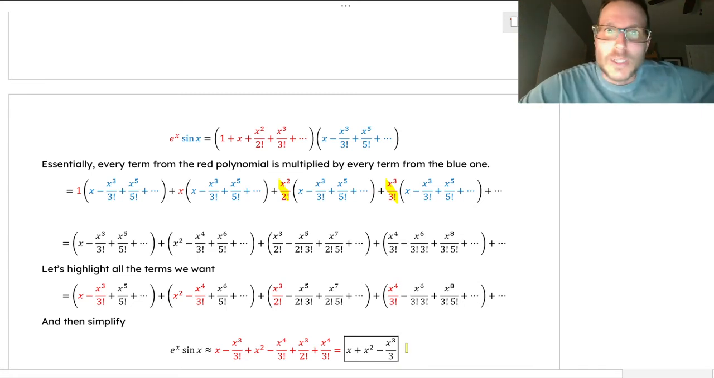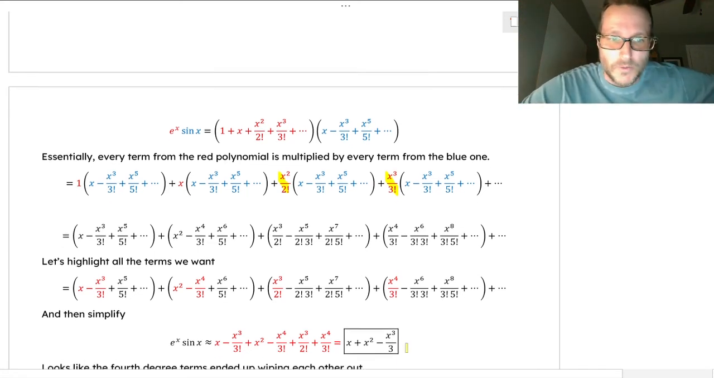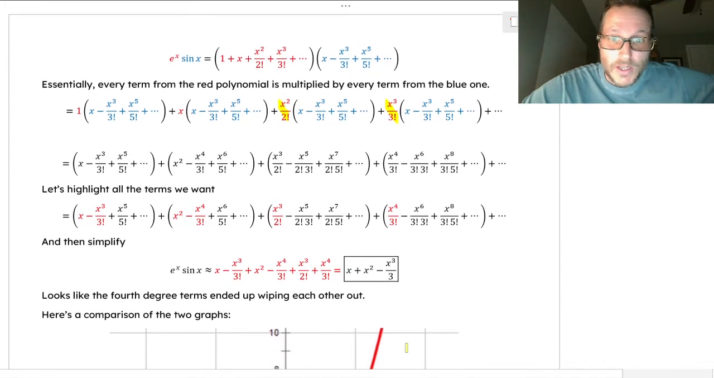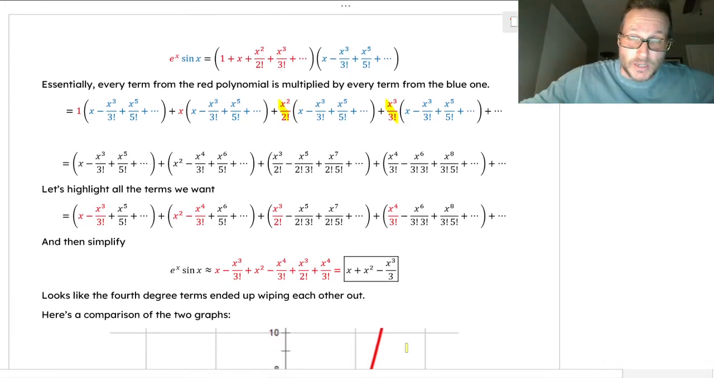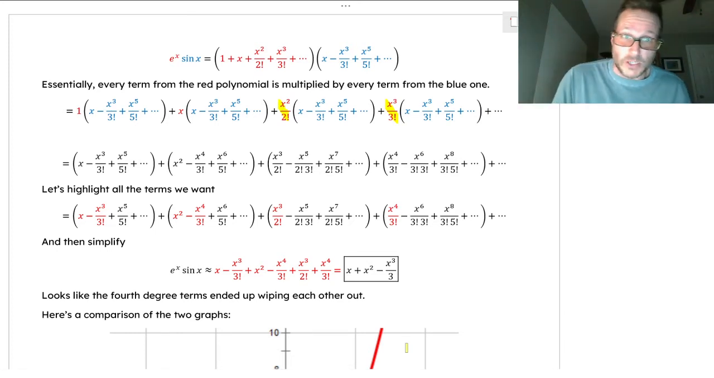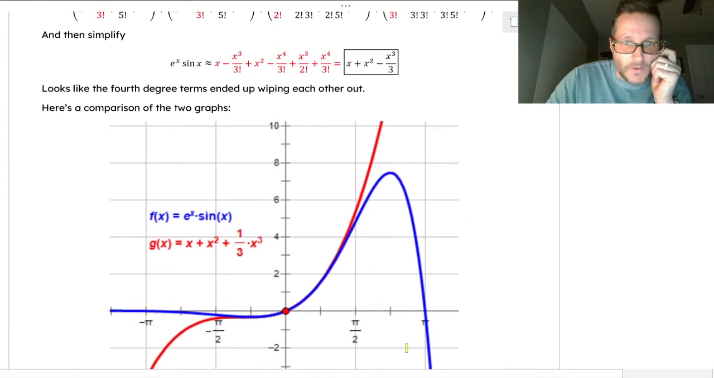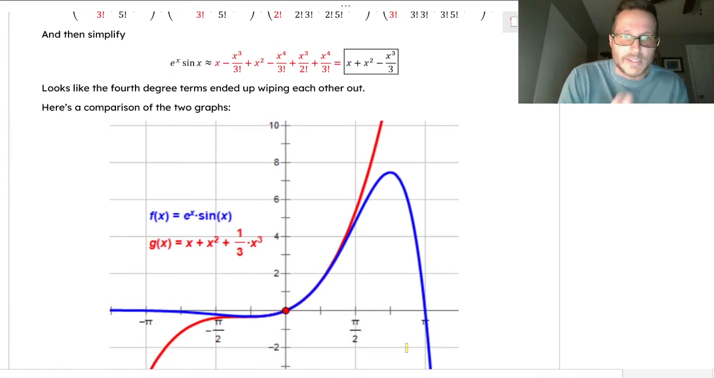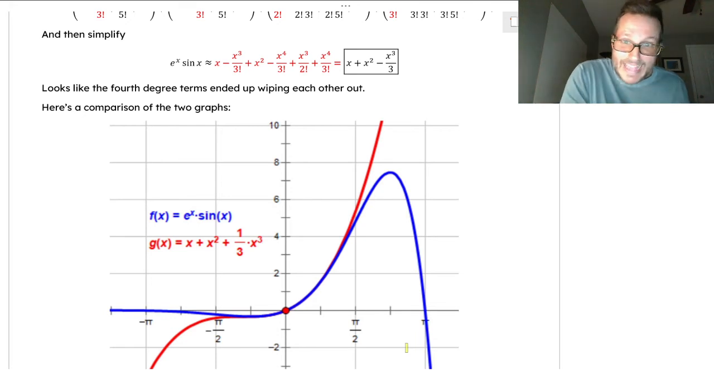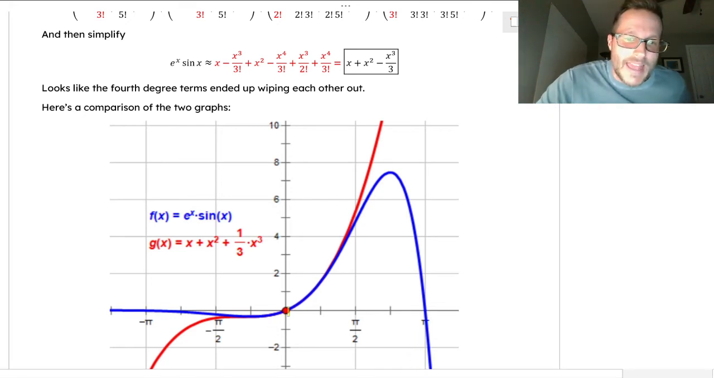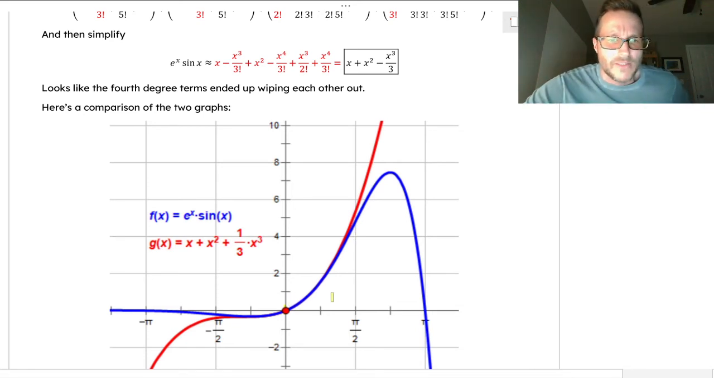Now, lest we forget what we're trying to do, we're trying to make a polynomial function vacuum sealed onto the function e to the x sine x. And just in case you were wondering, here it is, right? The blue one is e to the x sine x. And the cubic, x plus x squared plus a third of x cubed, look at that. Look how close all that is, centered at 0. Just hugging nice and tight, close to the function.